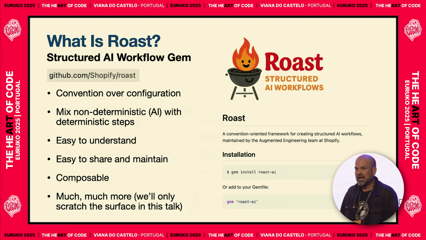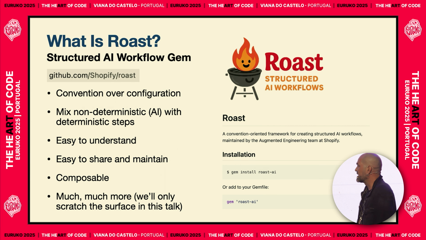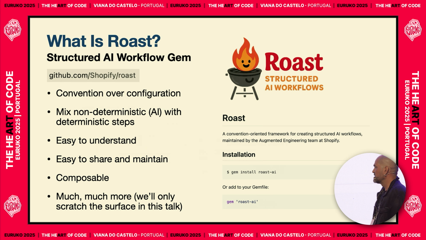And it allows you to mix non-deterministic, there's actually a little bug in that slide. I would say deterministic, meaning just regular code, with non-deterministic AI, I got a little confused there, meaning sometimes you talk to the AI and you do some language processing with an LLM, sometimes you run bash scripts or Ruby code or whatever the case may be. The aim is for it to be easy to understand, easy to share and maintain the scripts, the Roast workflows, which are written in YAML. The idea is for it to be composable and a lot more things to do.